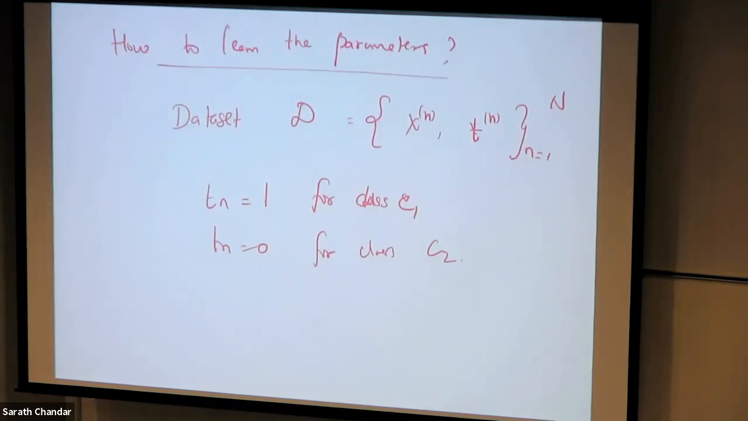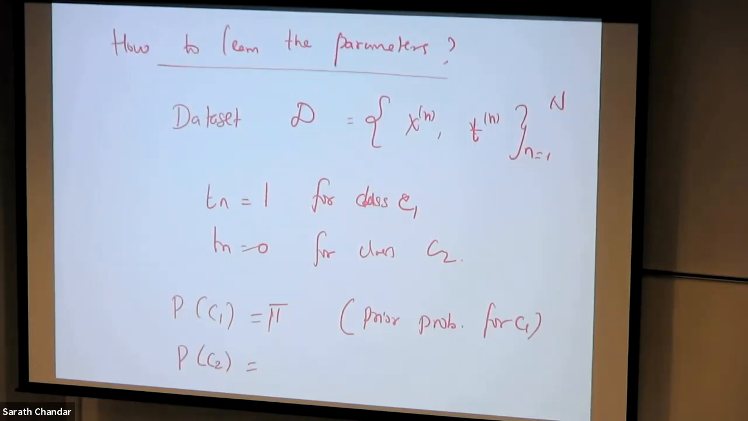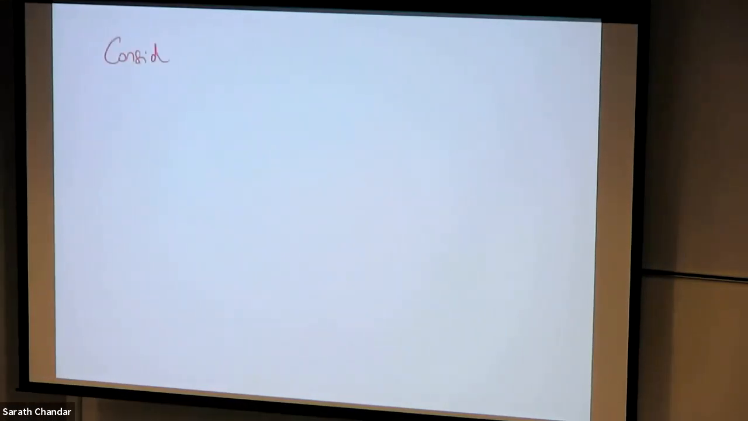First we need prior probabilities. So let us call the prior probability for class 1, probability of C1, to be pi. So this is basically the prior probability for C1. And can someone tell me what is P of C2 then? 1 minus pi, right? Because there are only two classes. So this is 1 minus pi. Now, consider some random data point x.